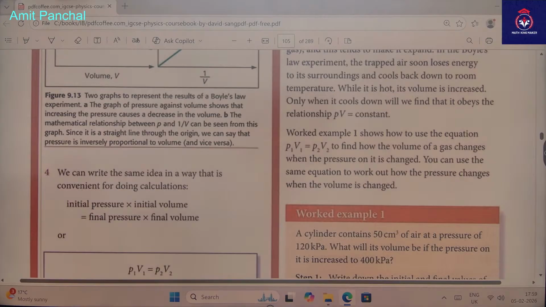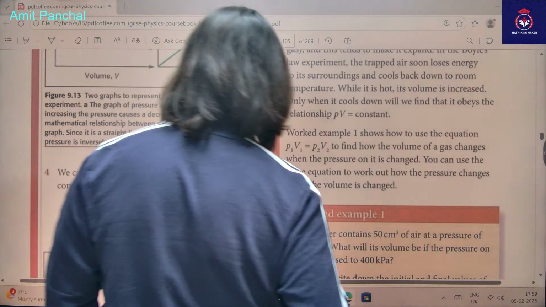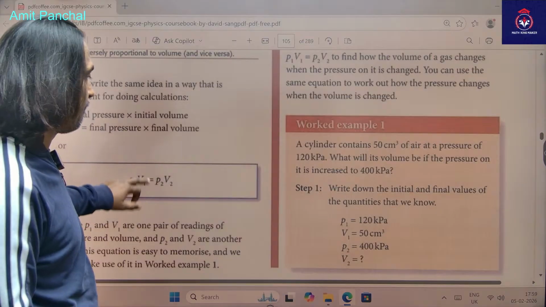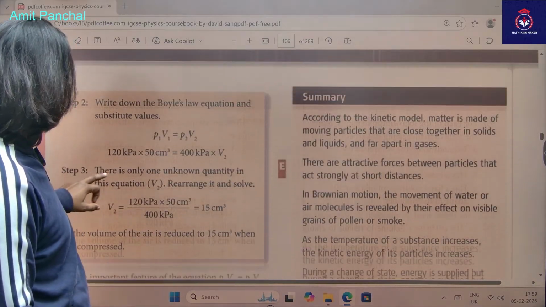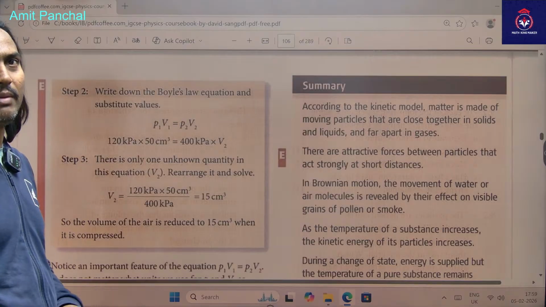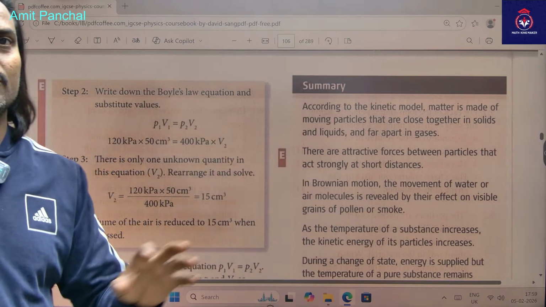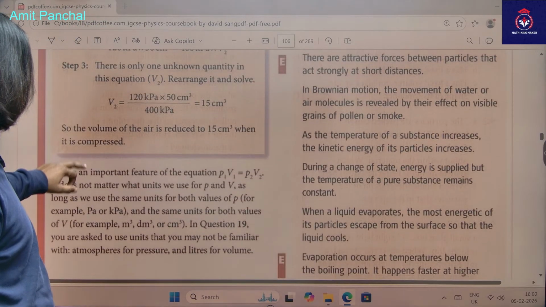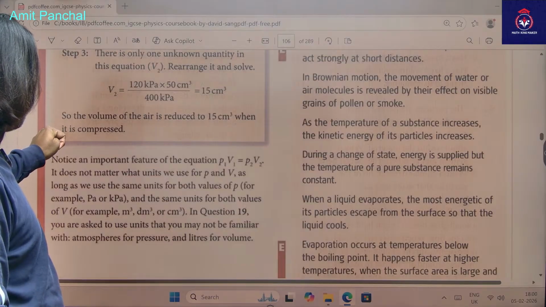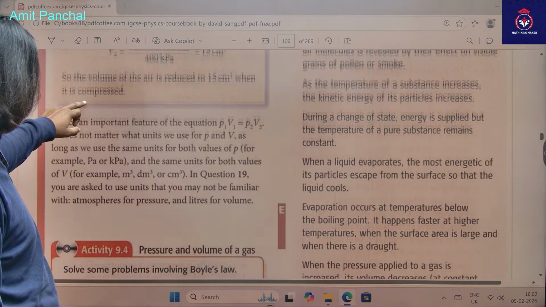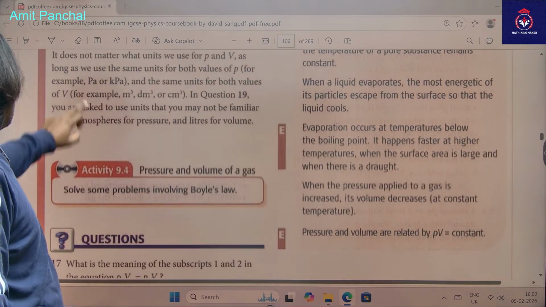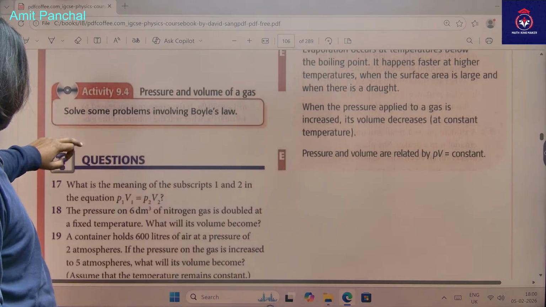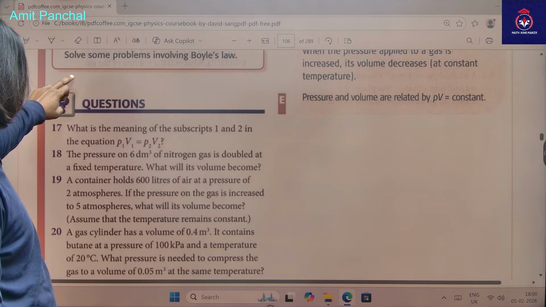Okay, what is your answer? I'm getting 15 centimeter cube. Yeah, it is 15 centimeter cube. But just remember, all the units you are taking must be the same. Okay, yes, sir. Okay, just try to do these questions.